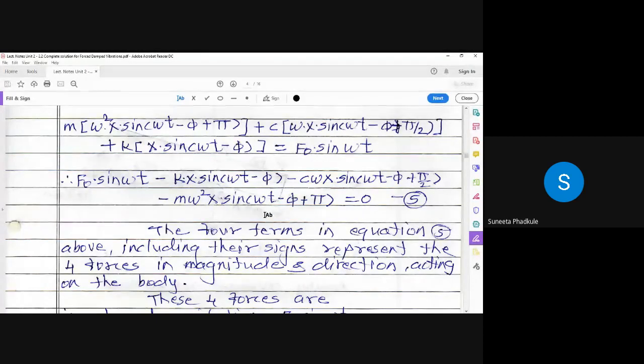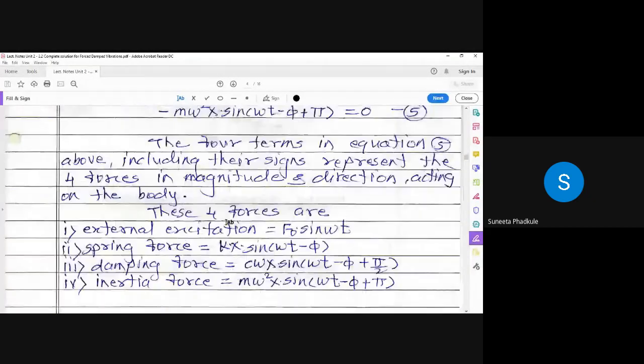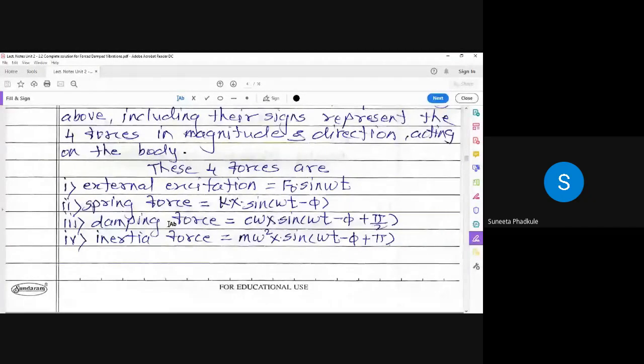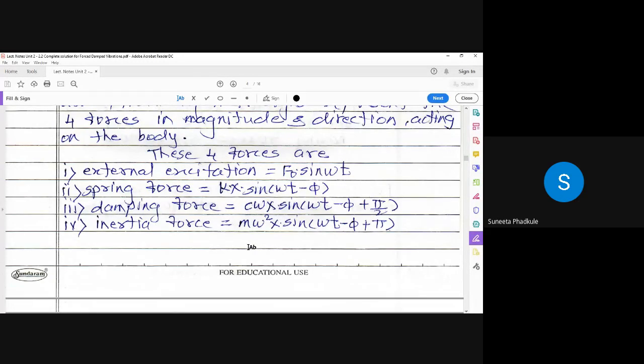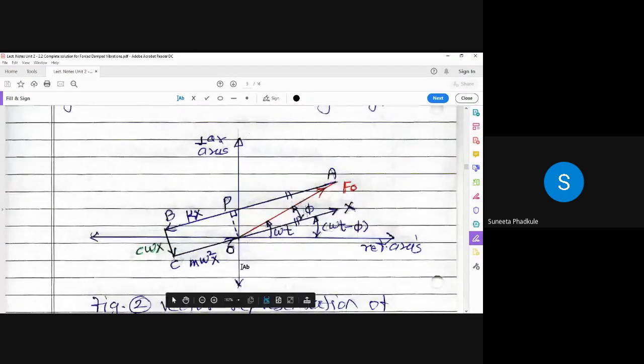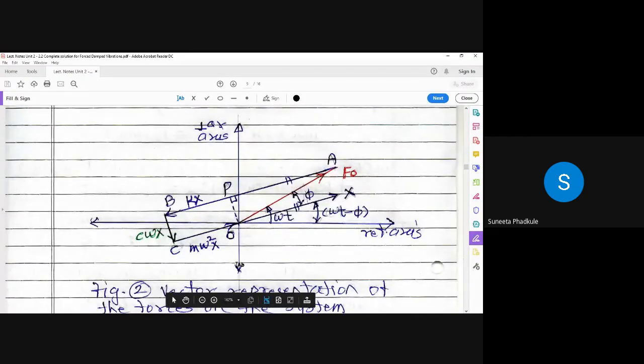So these four forces we have explained here: external excitation, that is Fo sine omega t, spring force Kx sine of omega t minus pi, then damping force C omega x, inertia force M omega square x. Now study this vector diagram. I have shown all four forces here, but directly you cannot draw the four forces. You have to take some reference axis. So in a Cartesian coordinate, x-axis is there, then y-axis is there. This is the reference axis, this is the perpendicular axis.